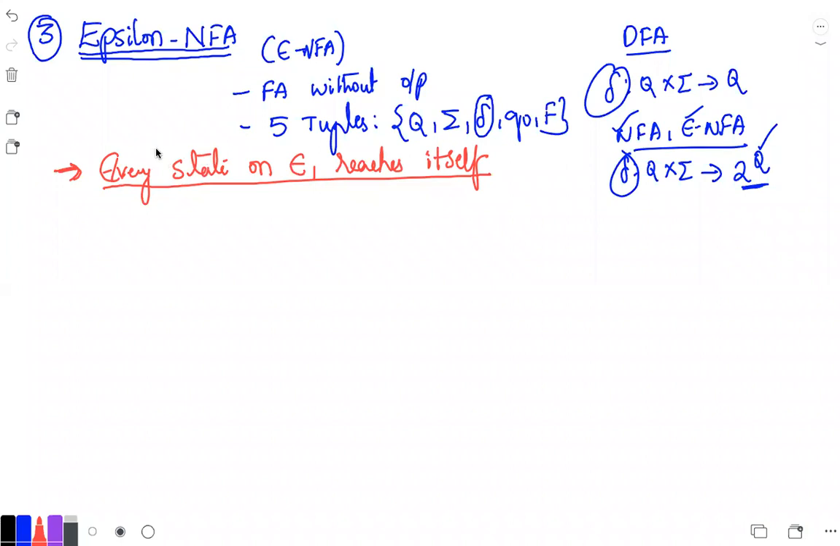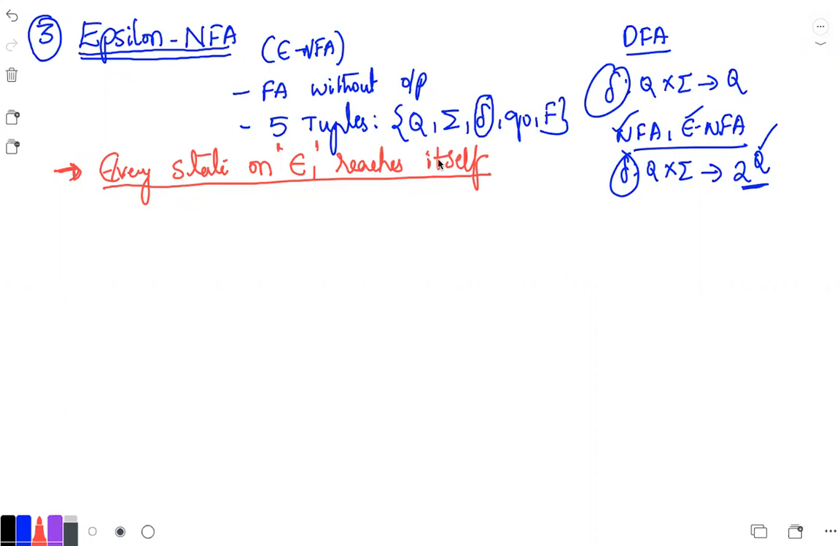So in epsilon NFA, it is an important property. Every state on the input epsilon reaches itself. Even though it is not depicted in the question, or if the data is not given, this is the one property you should know. Every state in epsilon NFA over the input epsilon reaches itself.